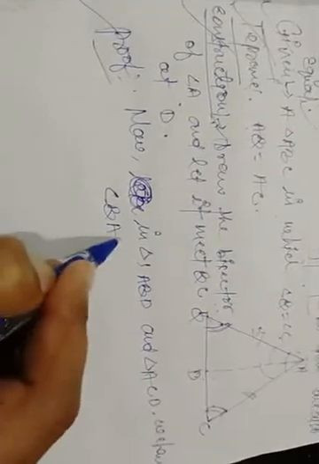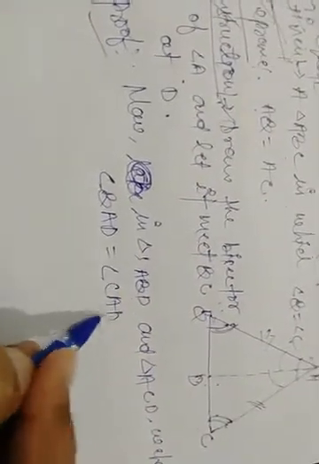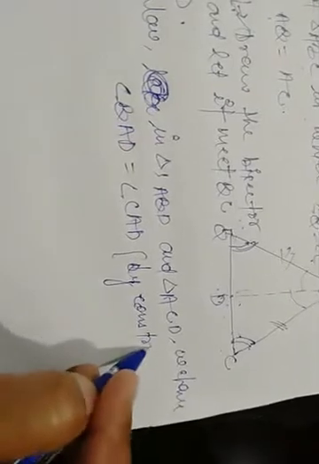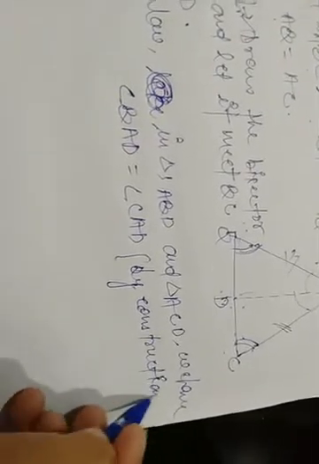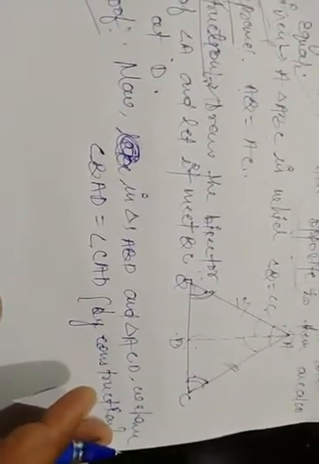angle BAD is equal to angle CAD, by construction, since AD is the angle bisector of angle A. Now by construction, angle BAD is equal to angle CAD.